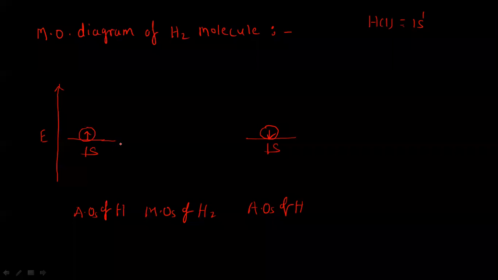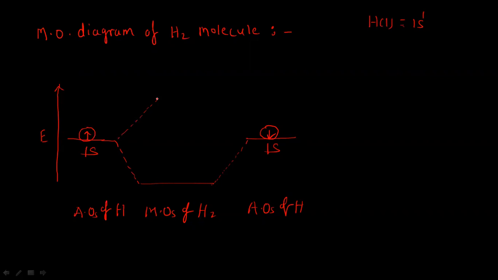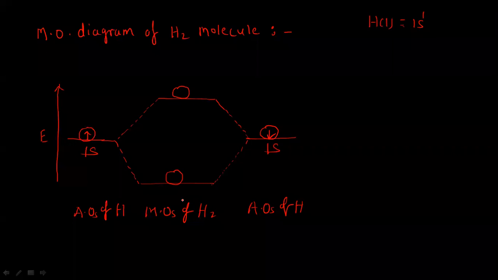Now they are going to overlap. The 1s atomic orbital of the hydrogen atom can overlap with the 1s atomic orbital of the other hydrogen atom, and there is a formation of bonding and antibonding molecular orbitals. One bonding and one antibonding molecular orbital is formed here. This is the bonding molecular orbital and this is the antibonding molecular orbital. The bonding molecular orbital has the lower energy level and the antibonding molecular orbital has the higher energy level.